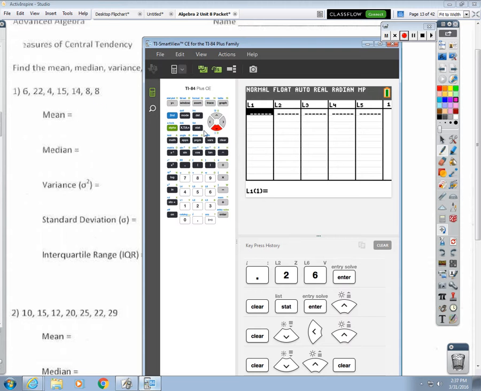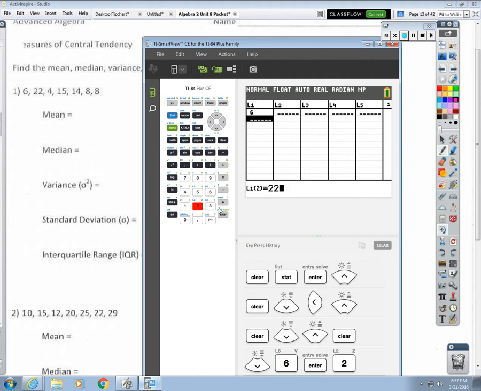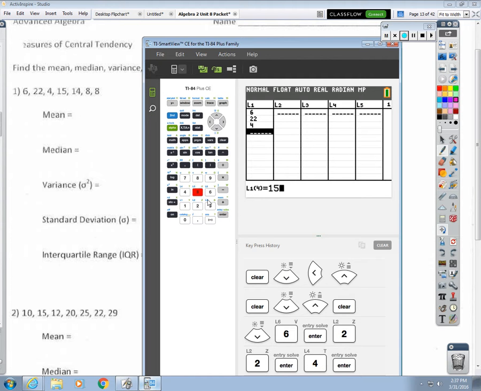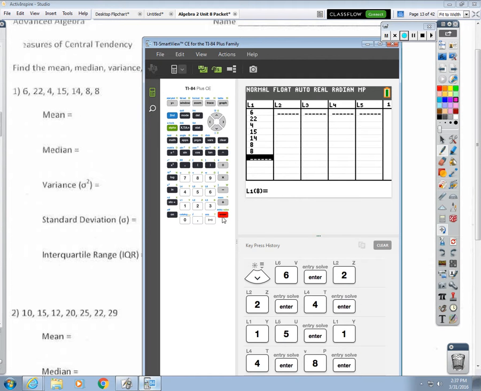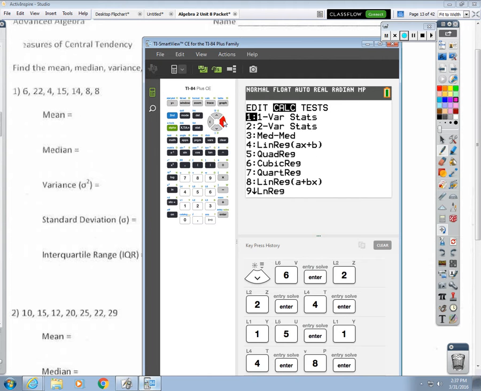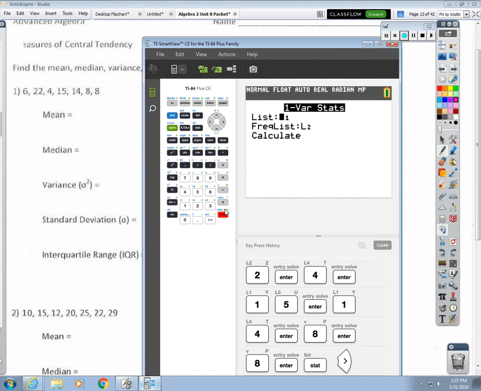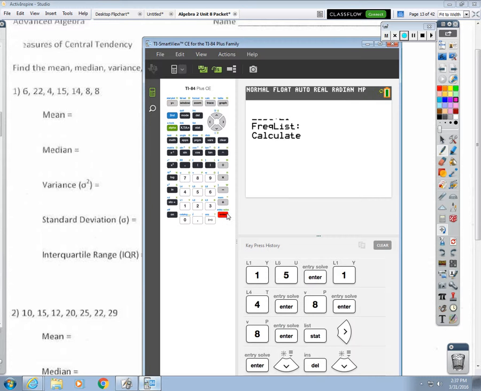Okay, so let's put in this data. 6, enter. 22, enter. 4, enter. 15, 14, 8, and 8. Okay, there's no need for a frequency list because we didn't have enough repeaters. Now you go back and hit stat, calc. One variable. We didn't have a frequency list, so you need to hit delete and get rid of that L2. And then calculate, and there's all your answers.